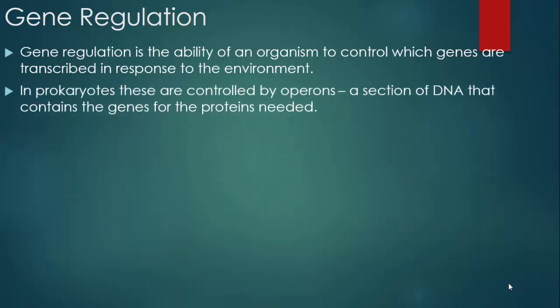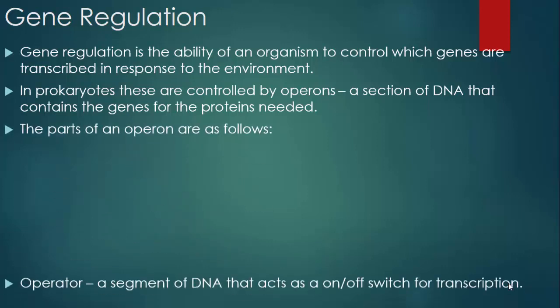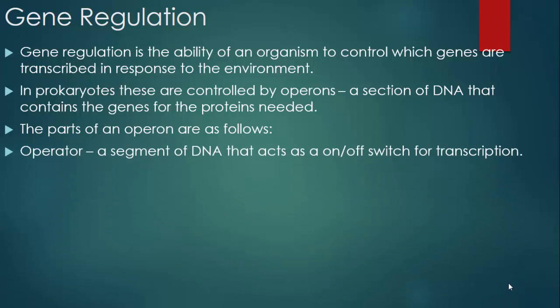Now, in prokaryotes, these are cells without a nucleus. These are controlled by operons. Operons are a section of DNA that contains the genes for the proteins that are needed in response to the environment. And the parts of an operon are as follows. It contains an operator, and an operator is simply a segment of DNA that acts as an on-off switch for transcription. If it doesn't need the gene, it'll turn it off. If it does need it, it'll turn it on.